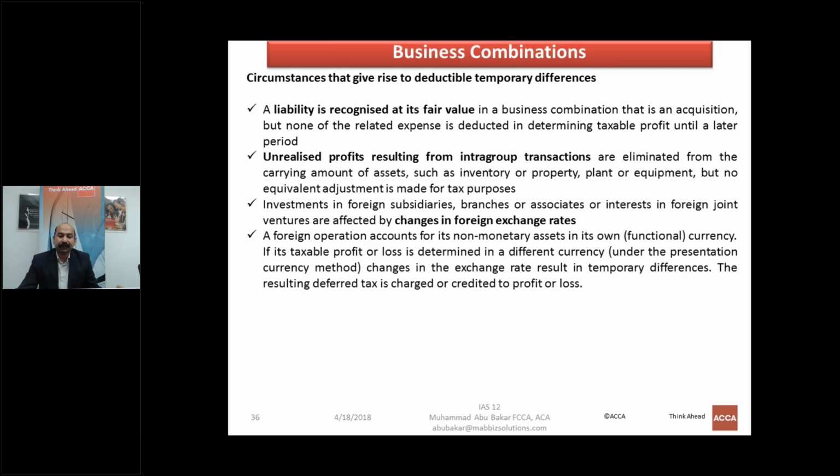Investment in foreign subsidiaries, branches or associates or interest in foreign joint ventures are affected by changes in foreign exchange rates. A foreign operation accounts for its non-monetary assets in its own functional currency. If its taxable profit or loss is determined in a different currency under the presentation currency method, changes in the exchange rate result in temporary differences. The resulting deferred tax is charged or credited to profit or loss.